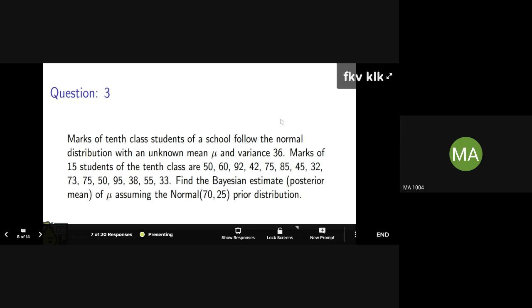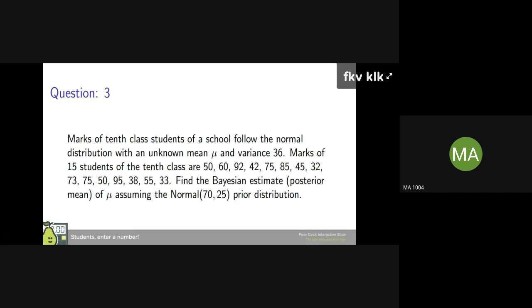Still just 7 responses. Here you just had to use the formula, which is given in the lecture. It's x bar n sigma naught squared, that formula only, right? Yes. The formula is x bar n sigma naught squared divided by n sigma naught squared plus sigma squared, plus mu naught sigma squared by n sigma naught squared plus sigma squared.